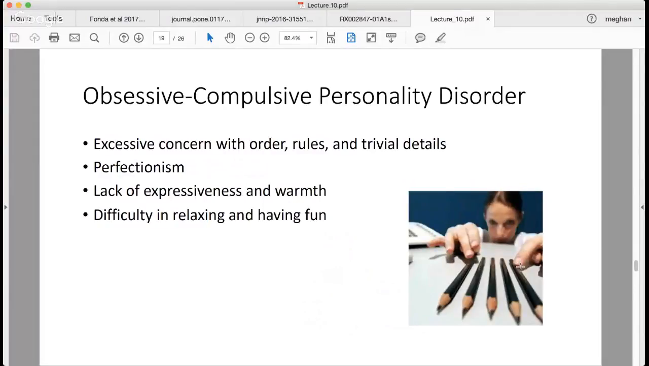Obsessive compulsive personality disorder is associated with perfectionism and excessive concern with maintaining order and control. Mental and interpersonal control is maintained. Individuals repeatedly check work for mistakes. It's much like OCD. However, unlike people with OCD, those with obsessive compulsive personality disorder don't have a true obsession or compulsion ritual.